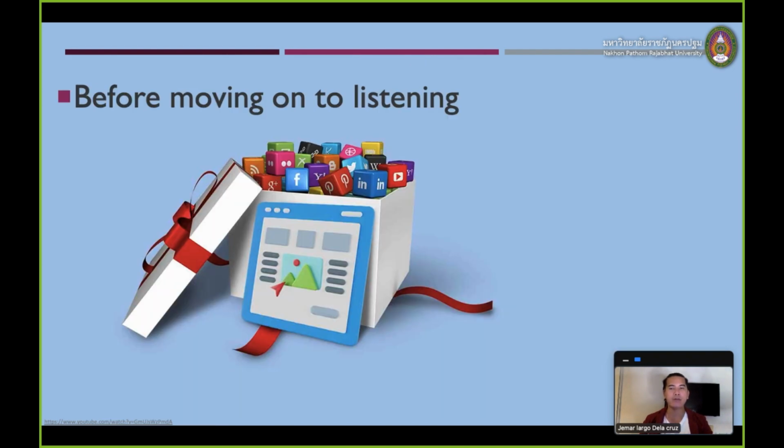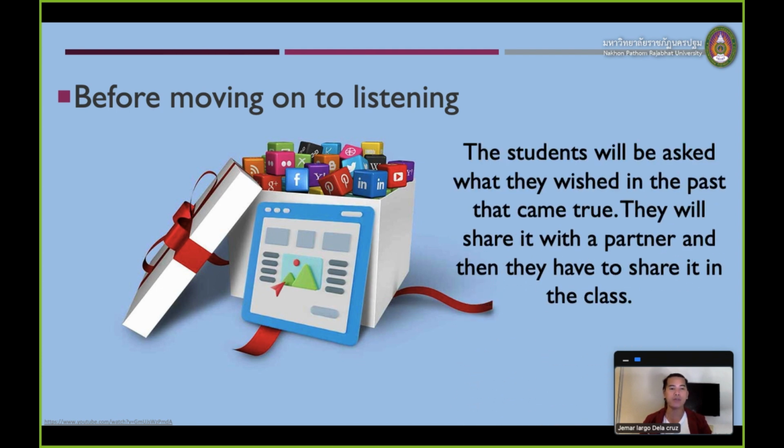So before moving on to listening, I wanted to do this activity. You have to ask what you wished in the past that came true, and you are going to share it with your partner or your friend and share it in the class. Example, before when I was young, I wished to have a cell phone, a touch screen cell phone, especially Apple products. And when I grew up, I didn't realize that I have it. So that wish came true. I just didn't realize it. So you have to share like that, something that you wished before, and now it came true.